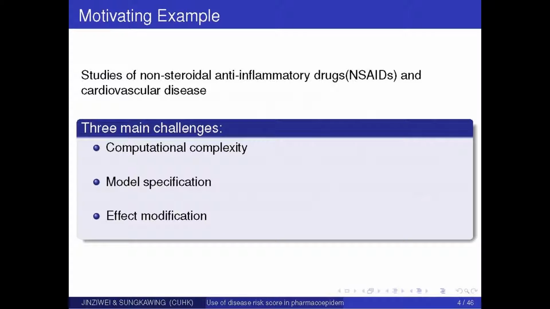Here is a hypothetical motivating example, based on our studies of nonsteroidal anti-inflammatory drugs and cardiovascular disease. It assumes a cohort study of NSAIDs and cardiovascular disease performed in an automated database, with both an exposure and covariates that can change on a daily basis throughout follow-up. From this example, we can see three main challenges.